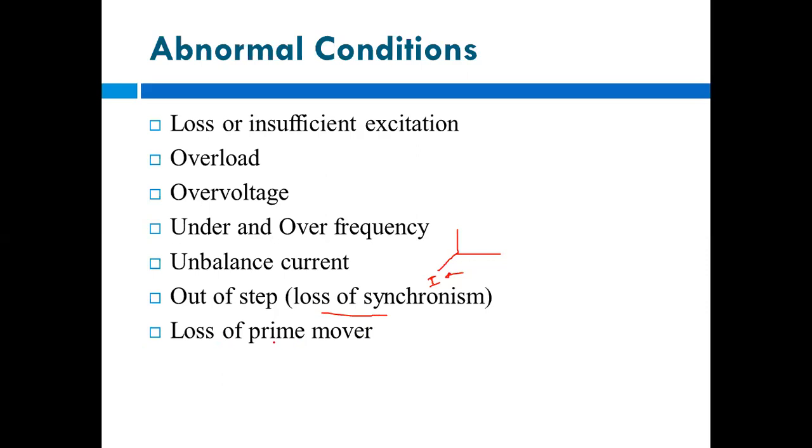Then loss of prime mover. It means if there is any failure in the prime mover, whatever different turbines we are using, for example the turbine in a hydropower plant. If any fault occurs in that turbine, that is also considered an abnormal condition. So whatever faults occur in this generator are due to these abnormal conditions.